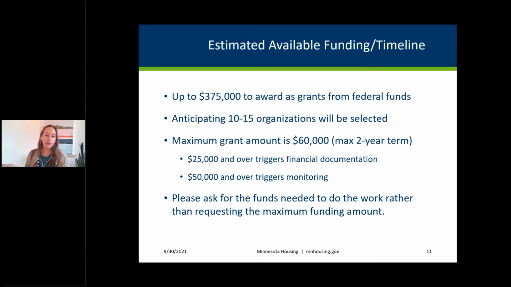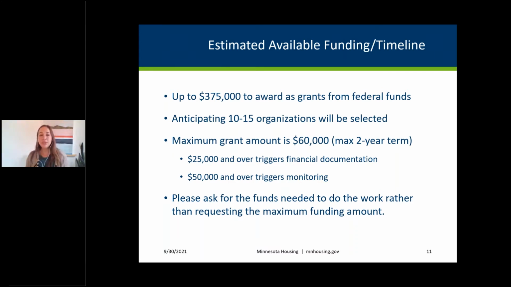So up to $375,000 is available to award as grants from these federal funds. And just jumping to the bottom, we ask that you request the funds that are needed to do the work rather than requesting the maximum funding amount. In our guesstimate, we anticipate there might be between 10 and 15 organizations that will be selected. Again, this depends on the size of the award. So the maximum grant amount is $60,000 for a maximum 2-year term.